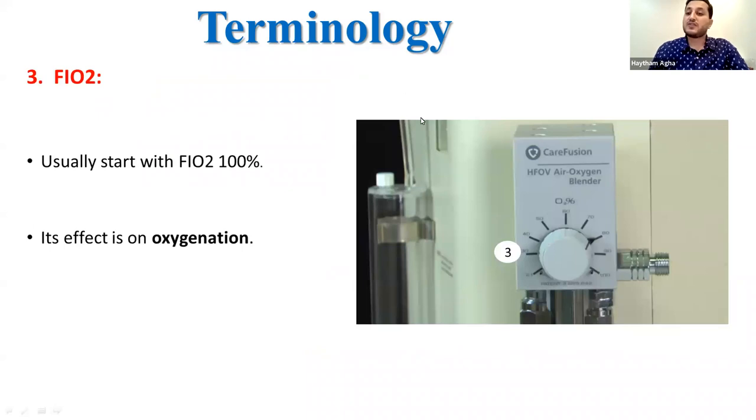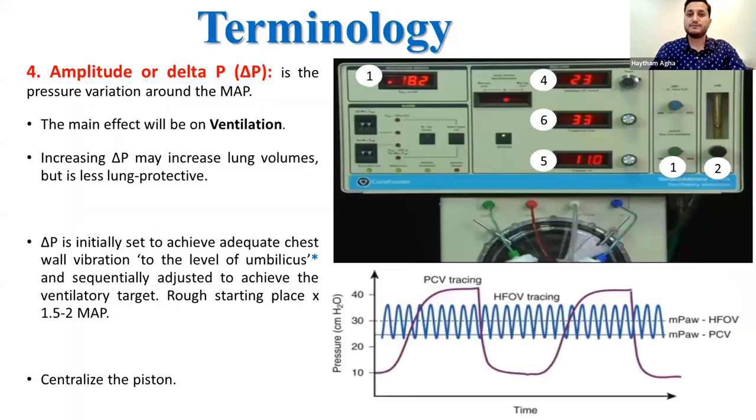The third parameter is FiO2. We control FiO2 by an external blender that's attached to the machine. And usually we start during transition from conventional to high frequency at 100% FiO2, and then give priority to weaning the FiO2 once the patient is stable.